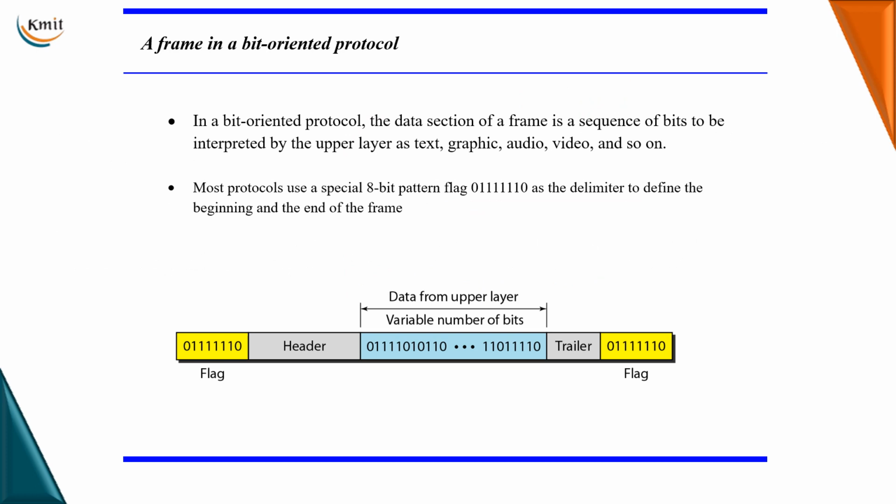Now, let us see the frame format in the bit-oriented protocol. The frame format in the bit-oriented protocol is similar to that of the character-oriented protocol, but here we have a special bit pattern for the flag as 0, 6 ones and 0. We have a special 8-bit pattern flag at the beginning and the ending of the frame used as delimiter. And then we have header information for the physical address, we have the trailer information for the error control, we have the data that has to be transmitted.